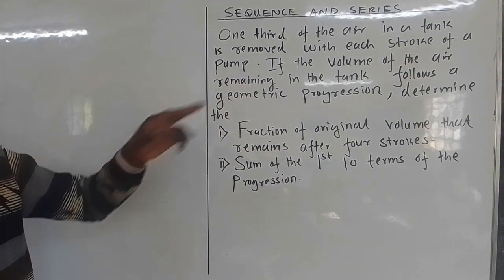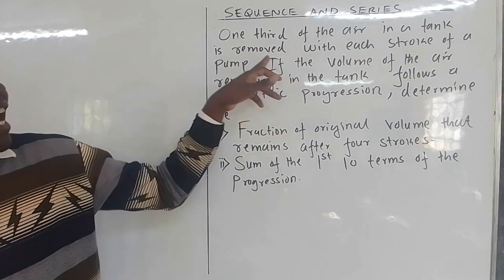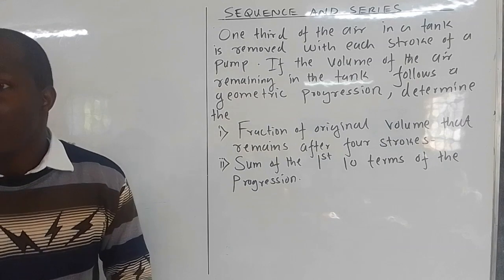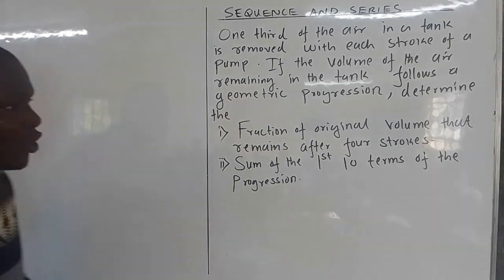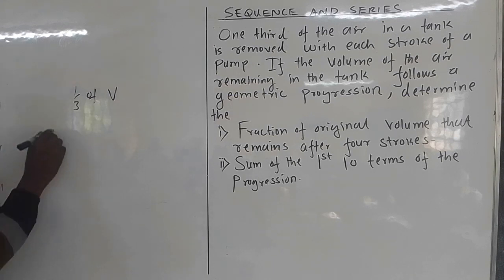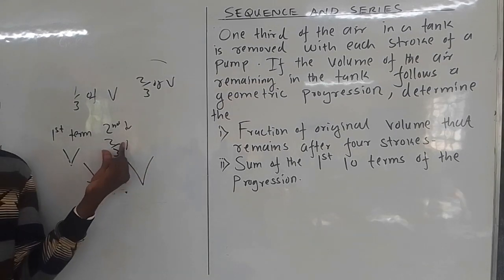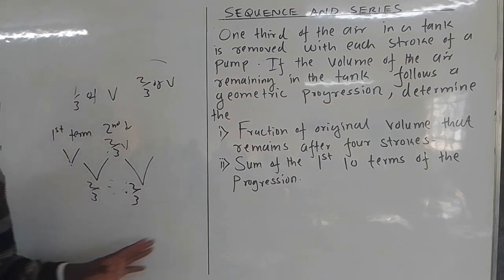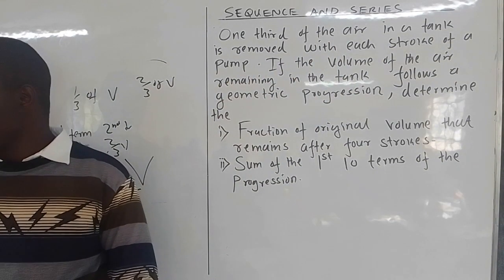So when you're told 1/3 of the air in a tank is removed with each stroke, it means every stroke in the pump removes 1/3 of the volume. So each stroke removes 1/3 of V. From here, this is what is remaining. Then you remove 1/3 of it, what is remaining. Meaning this 2/3 is the common ratio of what is remaining, isn't it?